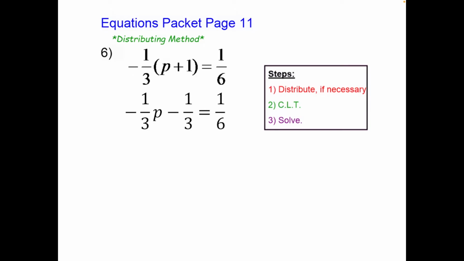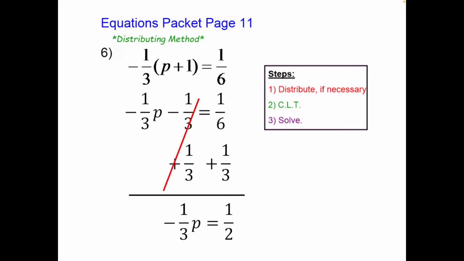There are no like terms to combine, so we'll go right into solving this. We start by undoing addition and subtraction, so instead of subtracting 1/3, we will add 1/3 on both sides. So the negative 1/3 cancels. We bring down that negative 1/3 p, and we set that equal to 1/6 plus 1/3, which equals 1/2.